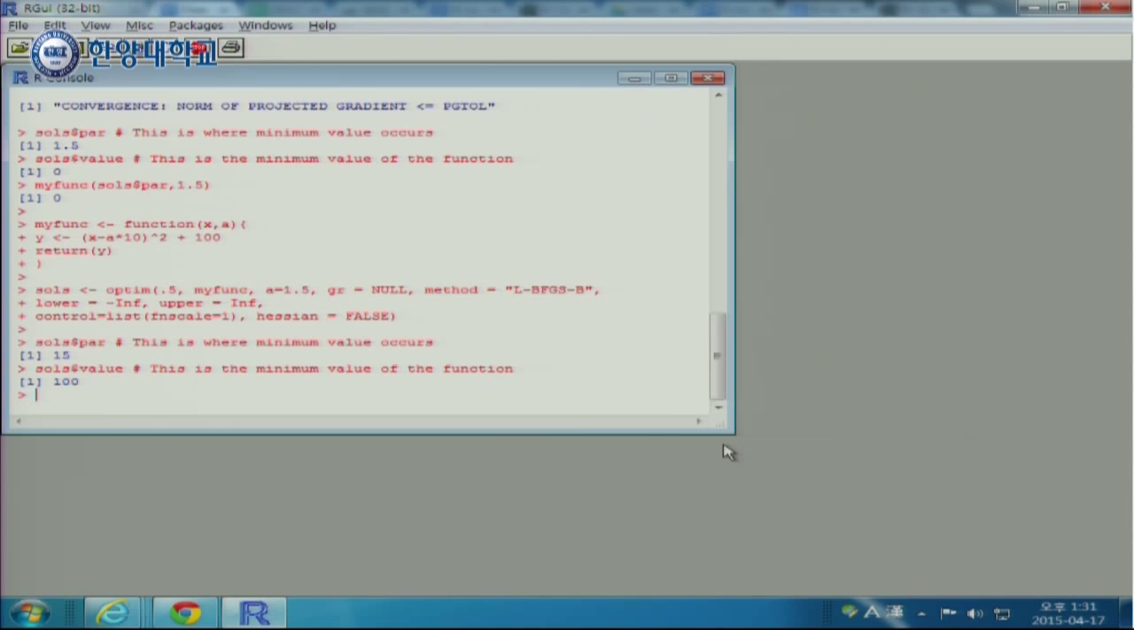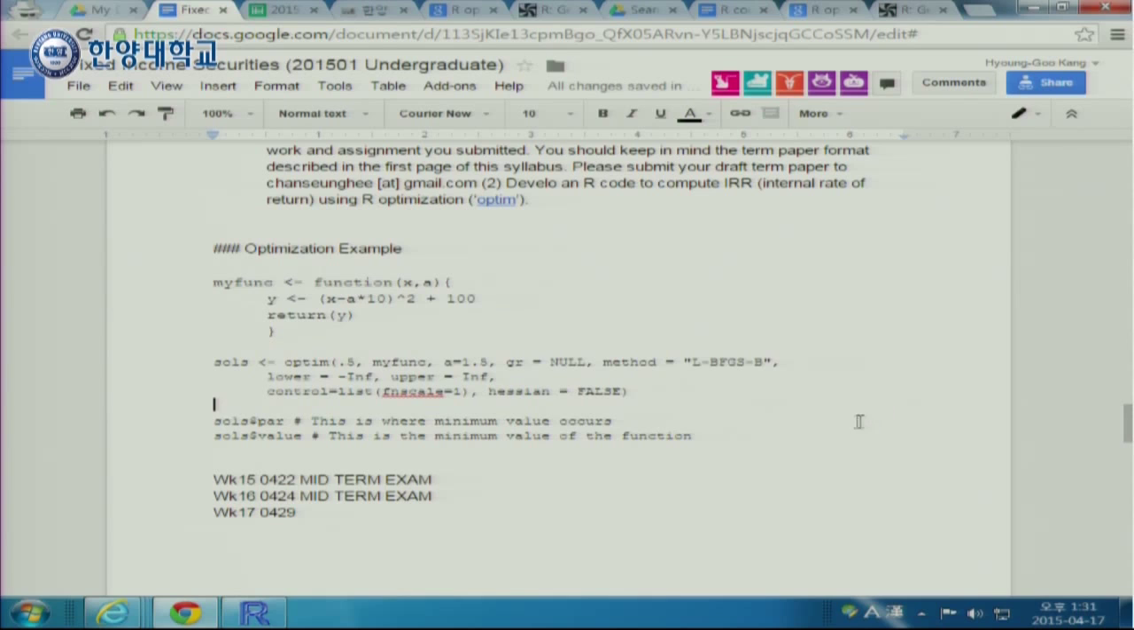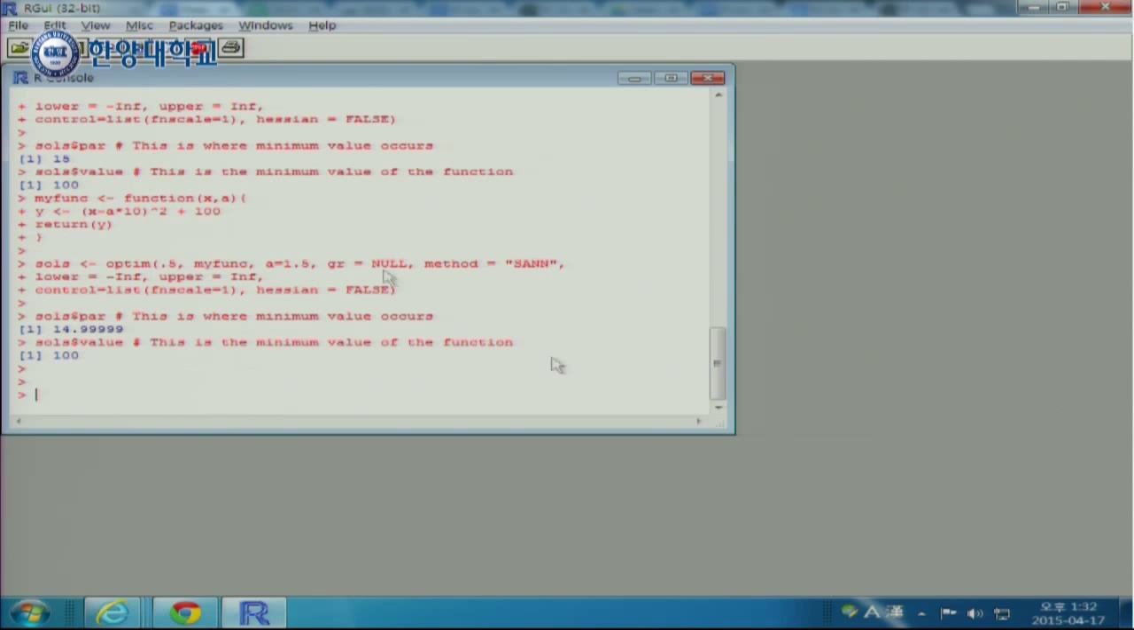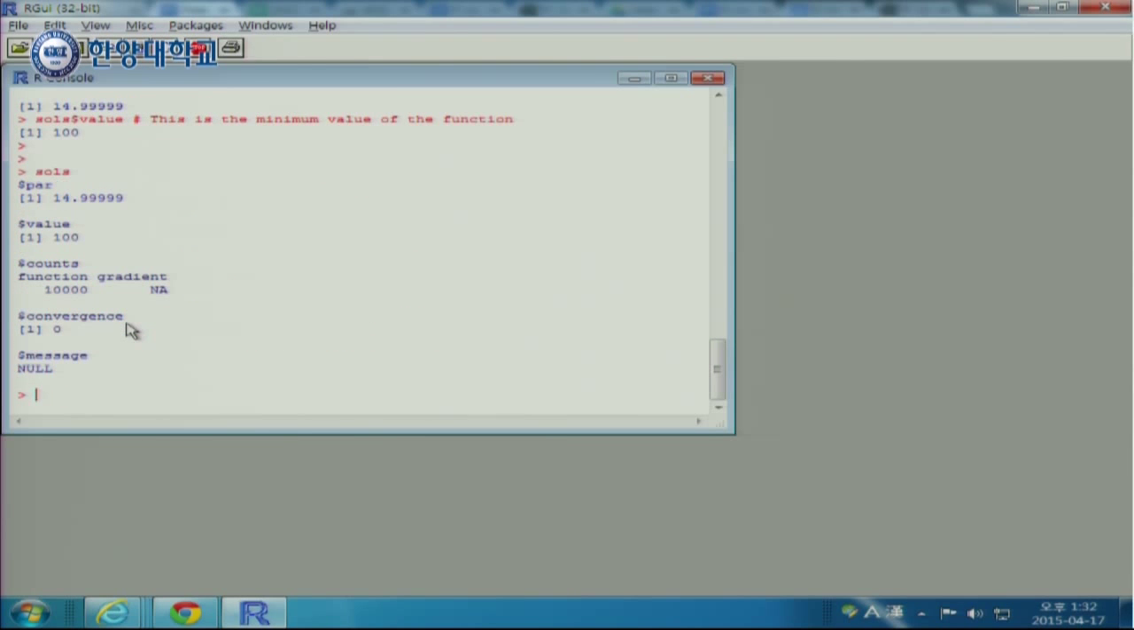Yes? Can you tell us what the method L-BFGS-B is? Oh, yes, that's a good question. When we do optimization, there are many ways of doing optimization. And this is the easiest to use, although it's not my favorite. My favorite is actually SANN, okay? It's not exact, so it gives me the answer by simulation.